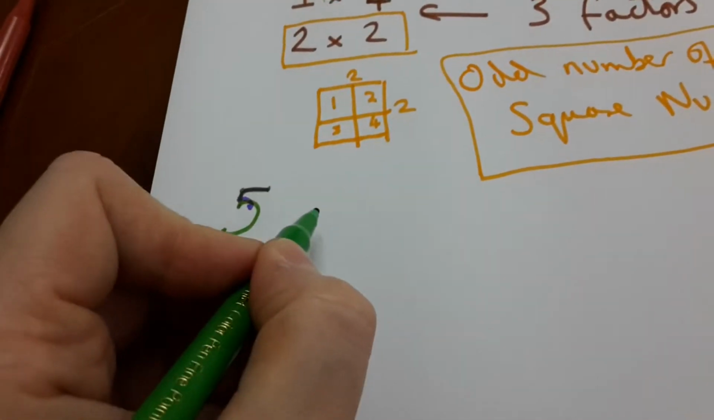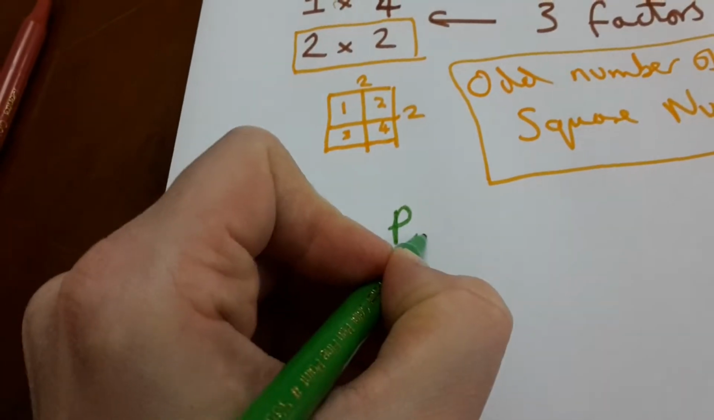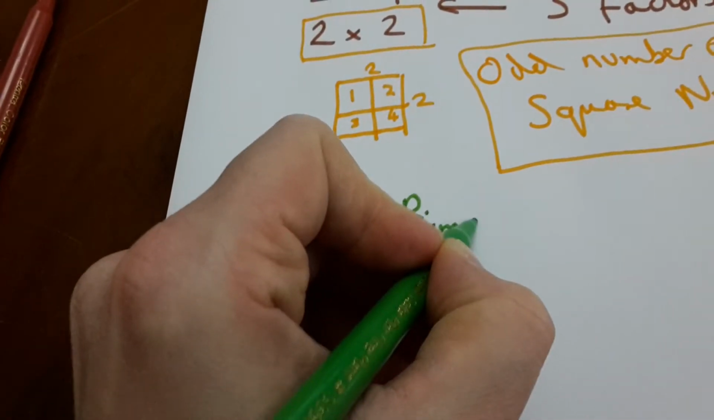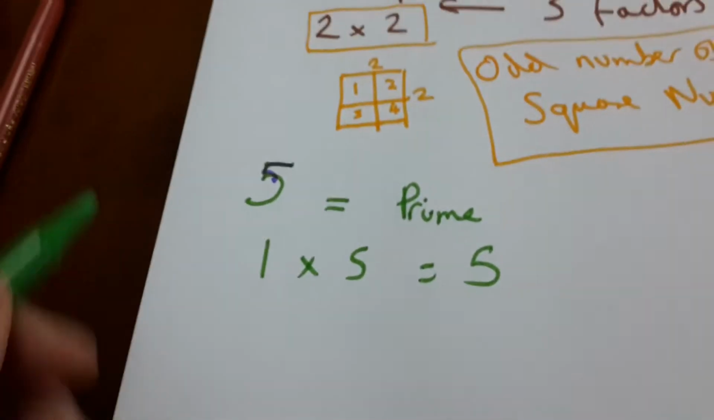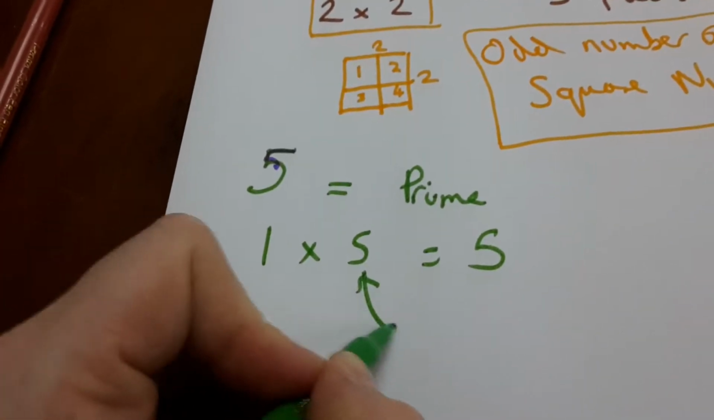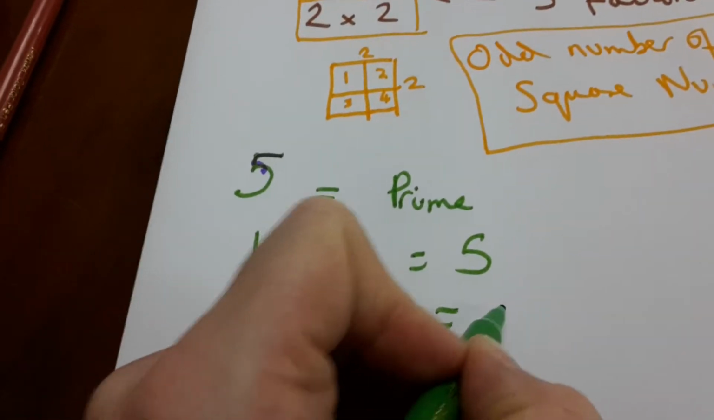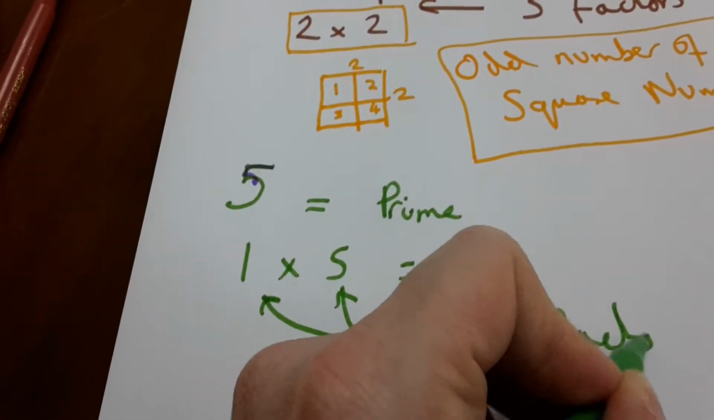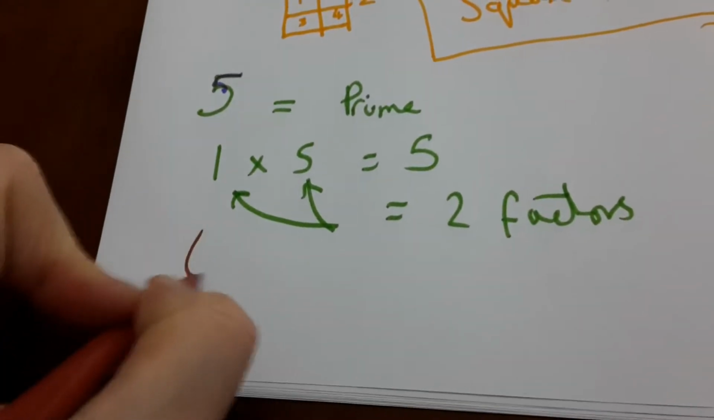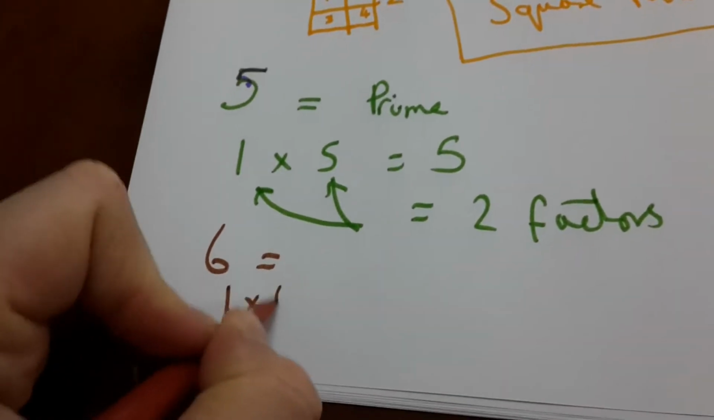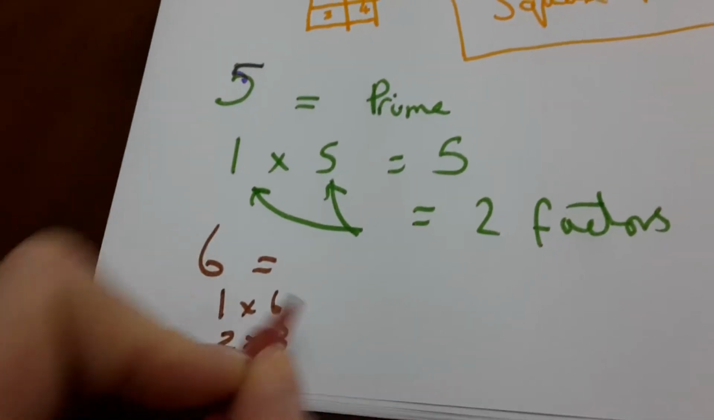So let's try 5. 5 is going to be prime because 1 times 5 equals 5. You can't make it any other way, and it has 2 factors. So it is definitely prime. 6, well, let's try it. We can have 1 times 6 or 2 times 3.